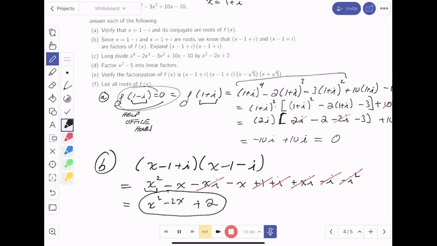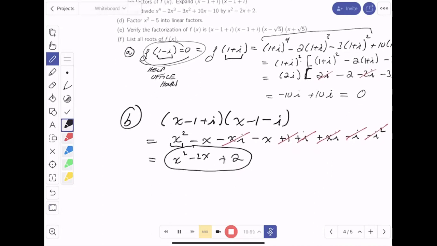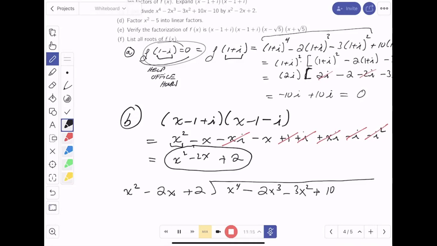All right. Now let's go to C. What does C say? Long divide. All right. So I'm going to write that down for you. And I'm going to take x squared minus 2x plus 2. And they want me to long divide into the polynomial. What's the polynomial? x to the 4th minus 2x cubed minus 3x squared plus 10x minus 10.